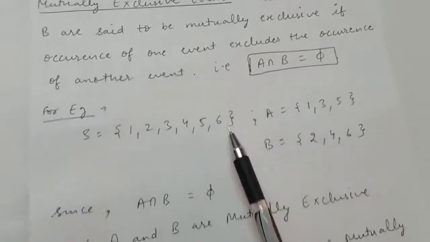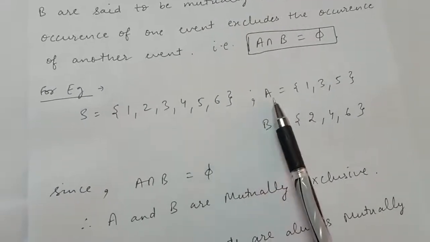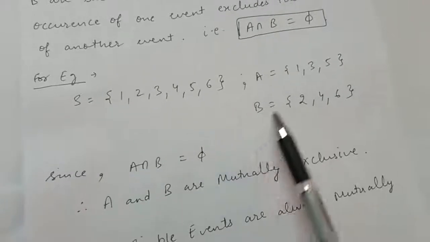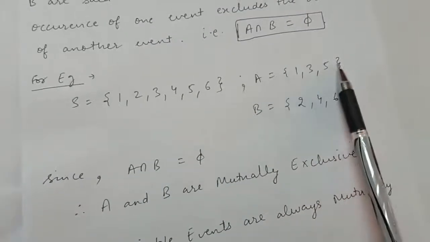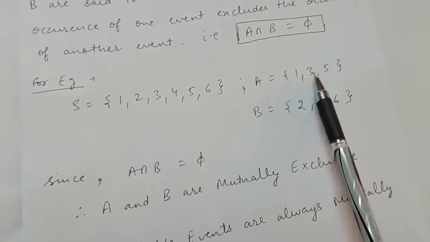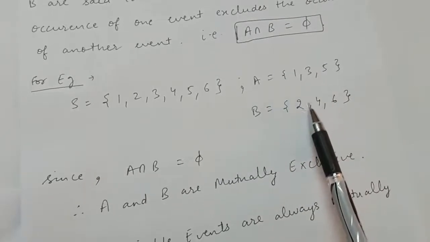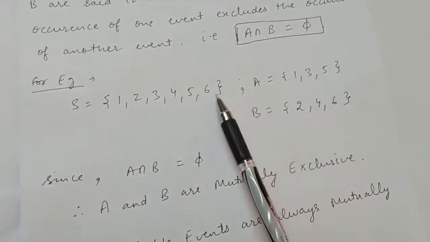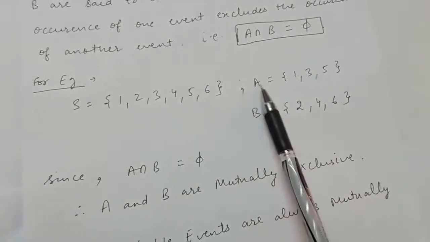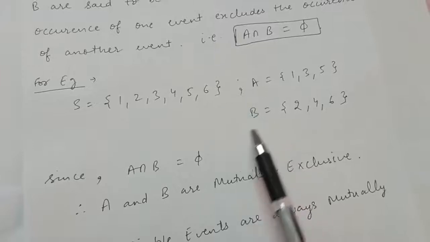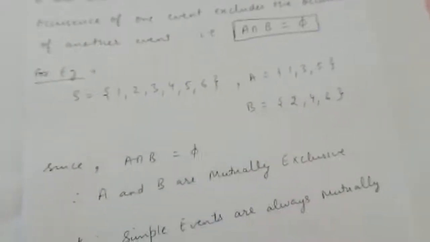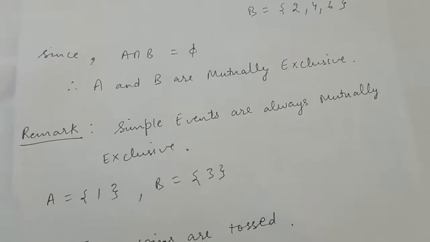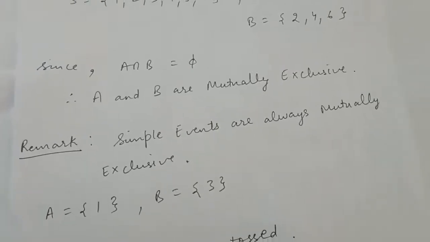For example, if this is the sample space S, this is the event A, this is the event B. You can see here, this A is the set of odd numbers appearing and this B is the set of even numbers appearing in the experiment of rolling a die. Now you can see there is nothing common between these two. A intersection B is equal to phi. Therefore, we will say that A and B are mutually exclusive, right?